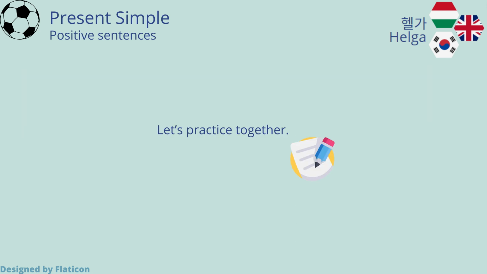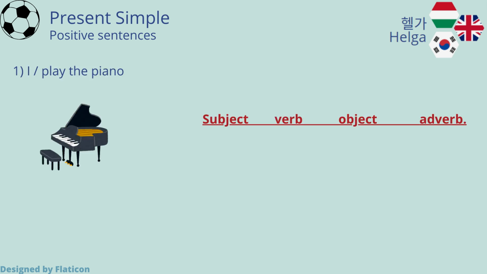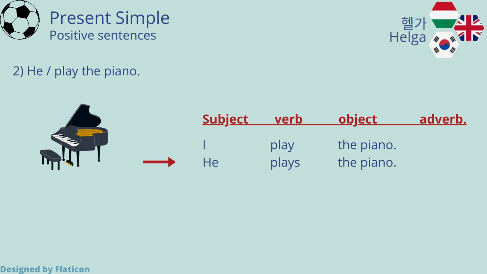Let's practice together now. Please listen and repeat. Number 1. Do you know what is the correct sentence? I play the piano. Listen and repeat. I play the piano. Number 2. He plays the piano. Listen and repeat. He plays the piano.